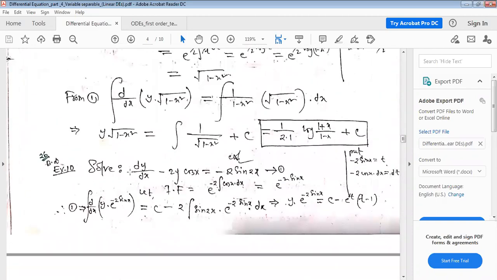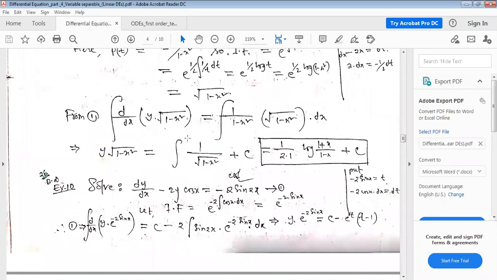This example 10 and try this integration at home. I will check in the later lecture. Okay.